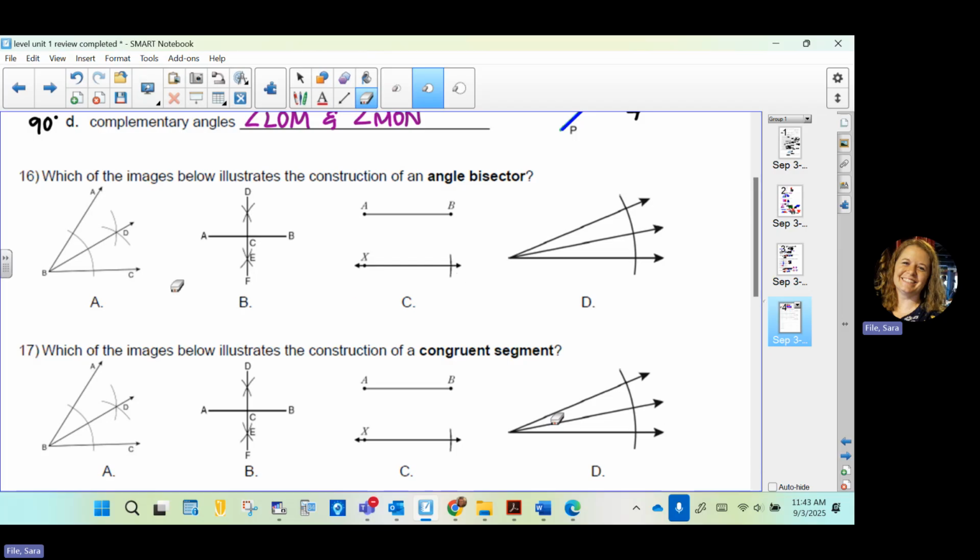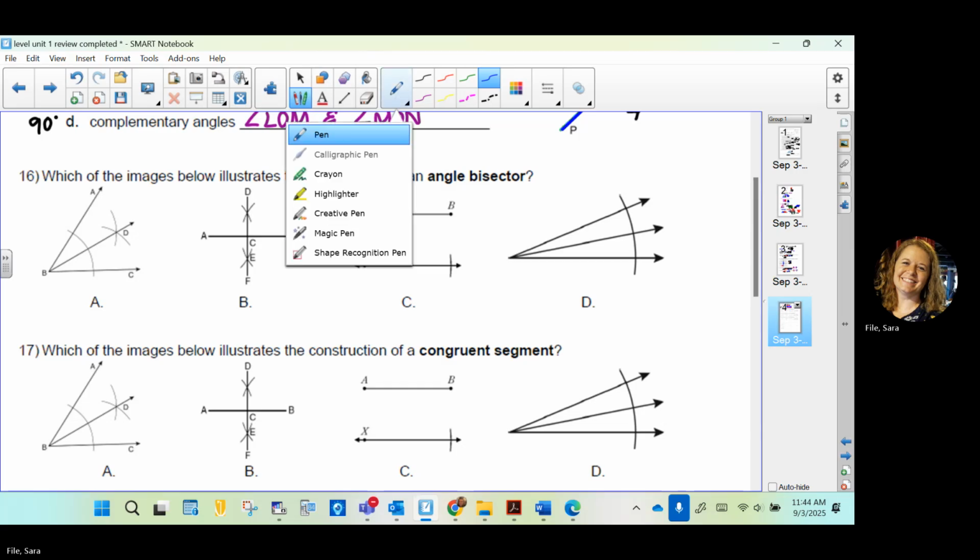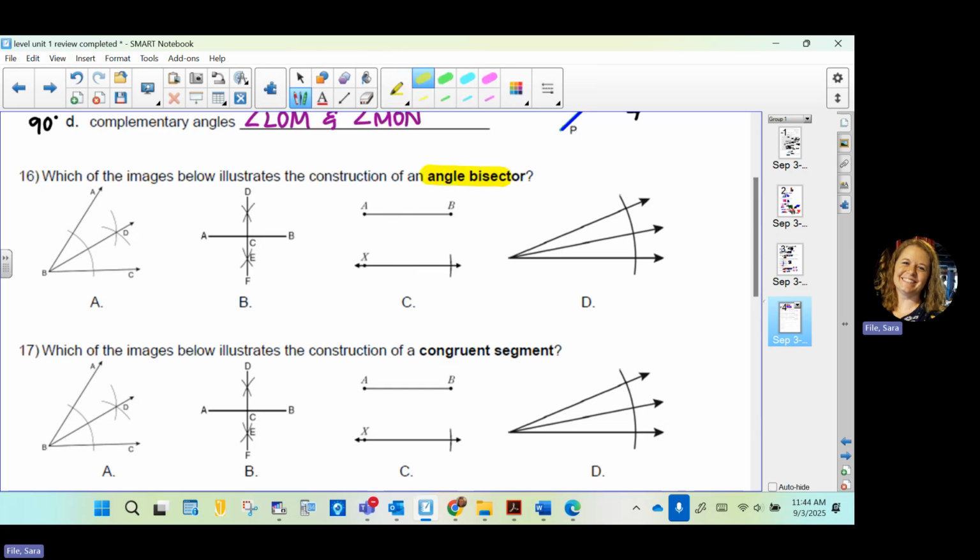Remember, the process we learned was to draw an arc through the given angle and then use the intersections that arc creates to draw 2 other arcs that intersect out here in the middle. Do y'all remember that? And then you connect that intersection to the vertex. That's the angle bisector. That's the process for angle bisector. So angle bisector is this one here.